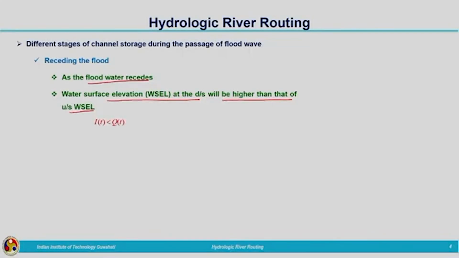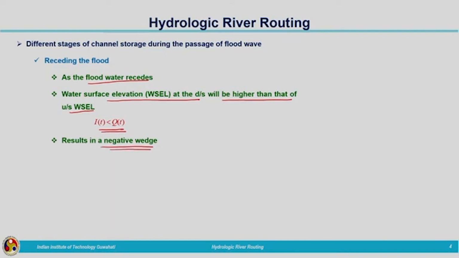The water level at the upstream end has come back to the normal level, but the downstream end water level will be increased. When we compare the upstream and downstream water levels, the downstream water level will be greater than that of the upstream water surface elevation. And in this case, IT is less than QT. Since IT is less than QT, it results in a negative wedge.